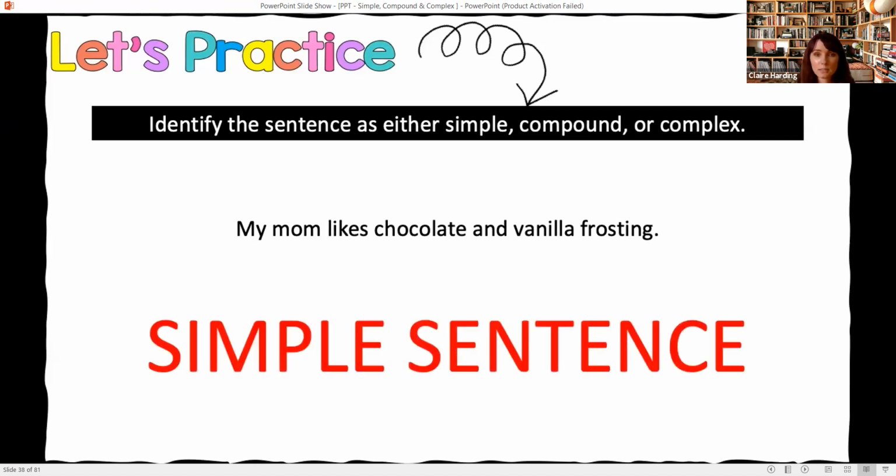And that is a simple sentence. So some of you might have thought that was a compound sentence because we do have a conjunction. We have a conjunction, and. But if you notice, we do not have two independent clauses. We only have one. My mom likes chocolate. The vanilla frosting isn't an independent clause. We can't make that into a sentence all by itself. So although we have the conjunction, we just have one complete thought. So that's just a simple sentence.